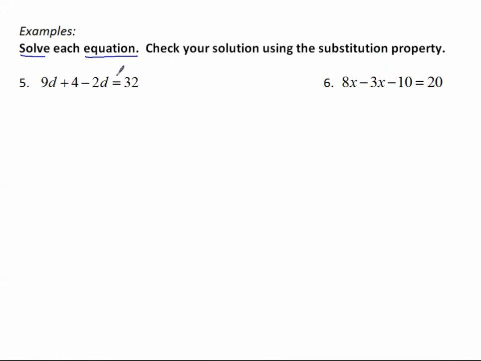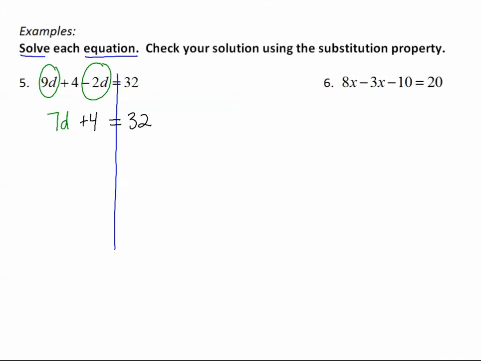If I see an equals, I'm going to draw a line to remember that I have two sides to the equation. And first thing I do on the side that has many terms is I'm going to combine like terms. So I see 9d and negative 2d. 9d minus 2d is 7d. Then I'm going to write the rest of what the equation says. Plus 4 equals 32. Now I'm trying to get the d by itself.